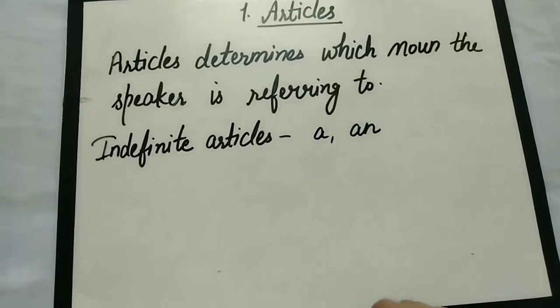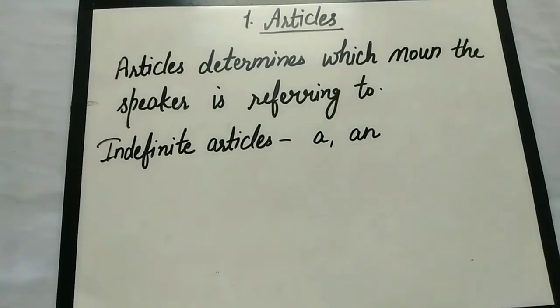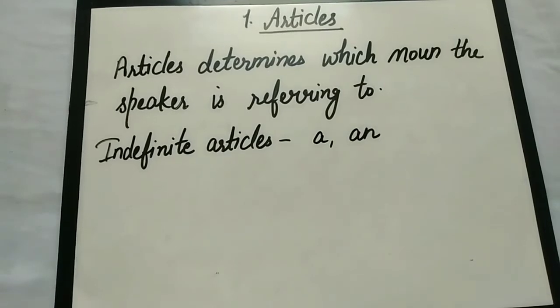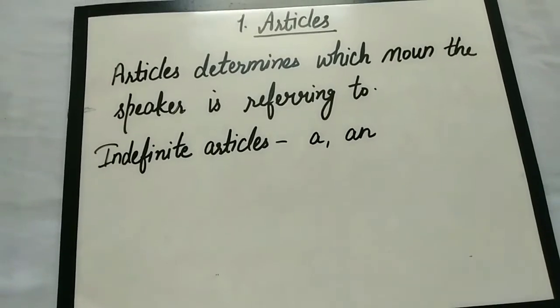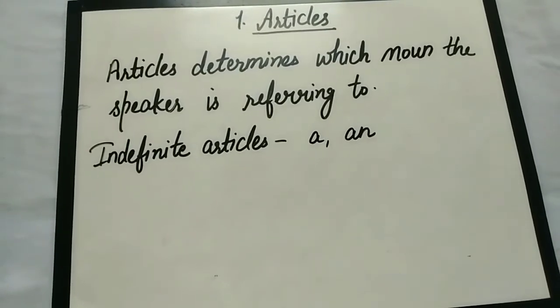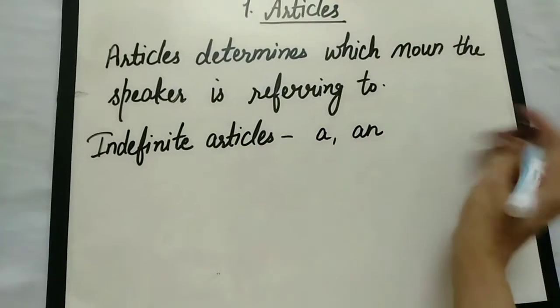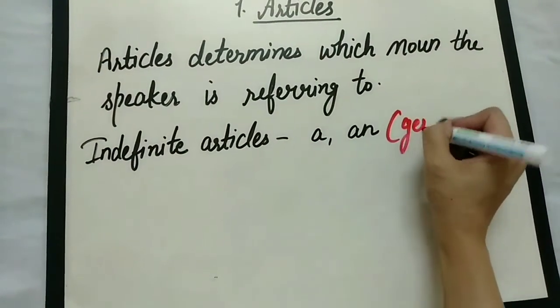And the first type is articles. Articles determine which noun the speaker is referring to, and they are 2 in number, indefinite and definite. Indefinite articles are also 2, a or an. They are usually used with the general noun, and we can say this is the general version of noun.